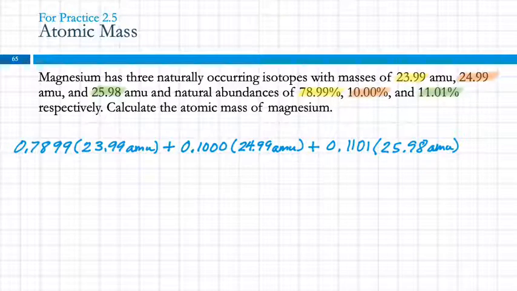So 0.7899, I messed up already, times 23.99 plus 0.1 times 24.99 plus 0.1101 times 25.98 equals.